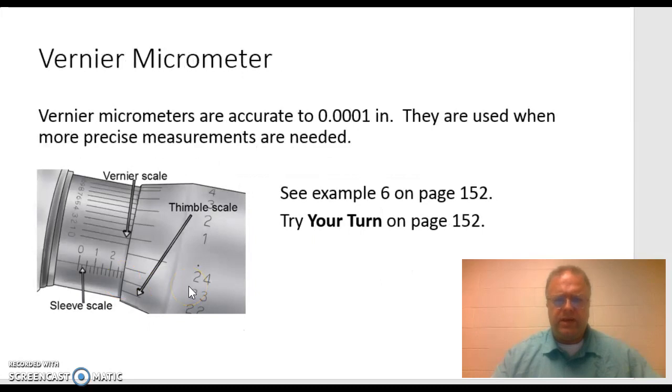Okay, so we have the vernier micrometer. Vernier micrometers are accurate up to 1/10,000th of an inch, and they're used when you need very precise measurements. There's a good example on page 152, example 6. It's read in a very similar way to the regular micrometer. Go ahead and try some of those. Look at the example. Try your turn on page 152.